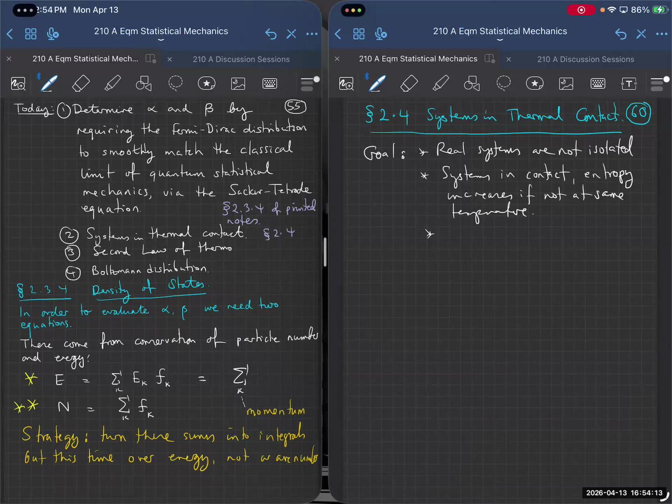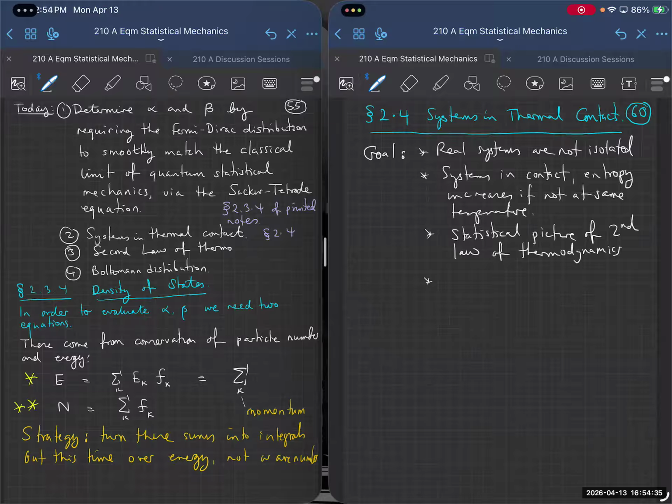And that will lead us to the statistical formulation of what you learned as the second law of thermodynamics. And then the big payoff is that we're going to derive what's called the canonical distribution, or Boltzmann distribution.